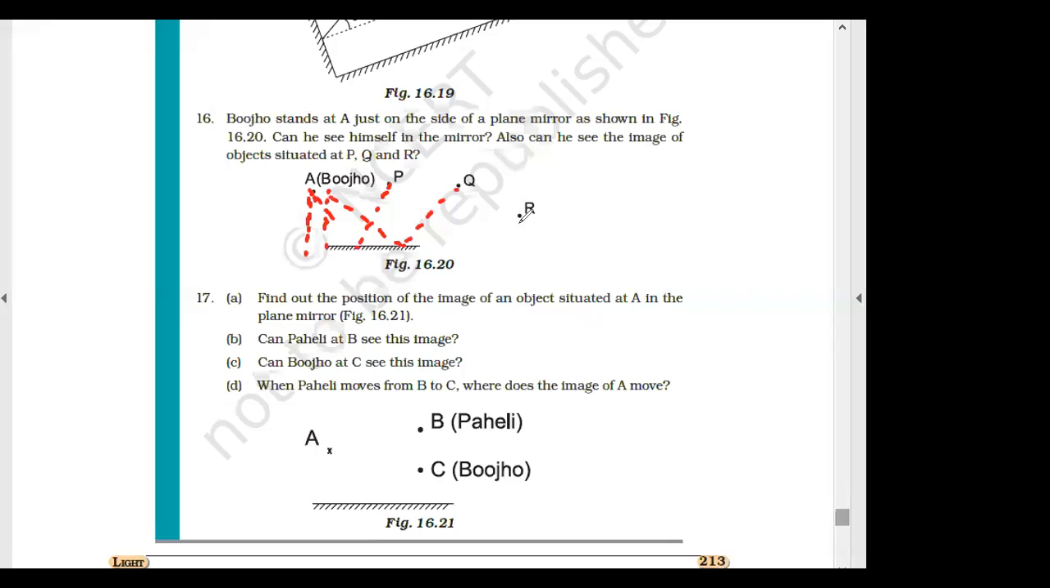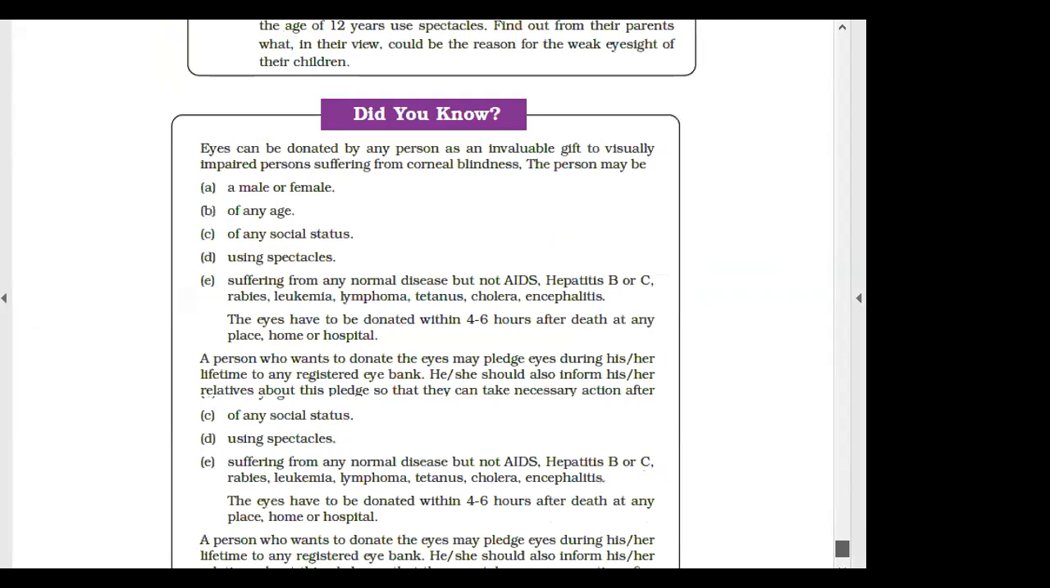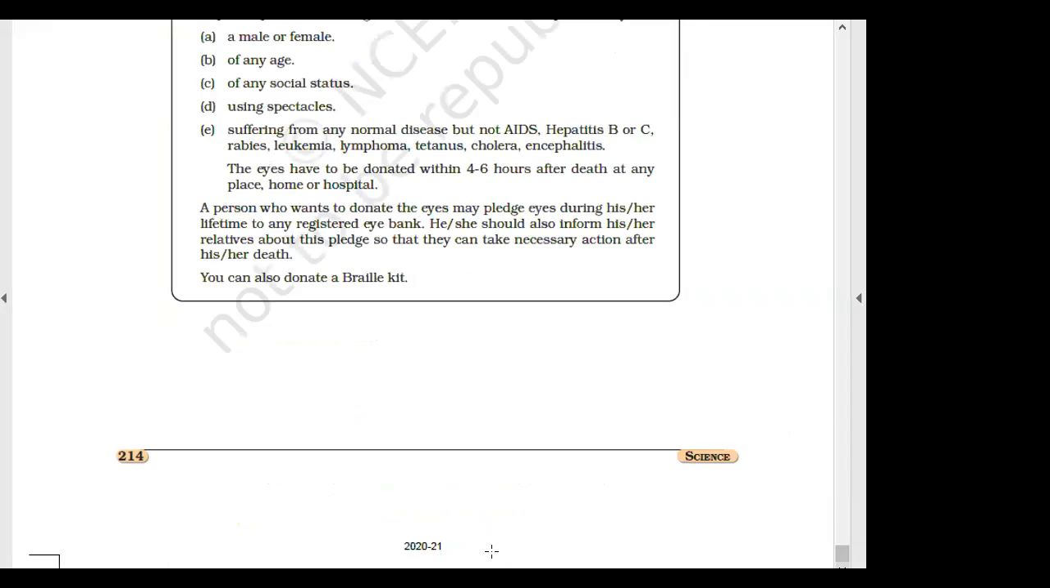But what about R? R he might not see, or he might see. Okay, so R he might see, depending on the angle. So for R also, if it goes like this and comes like this, he can see. So PQR he can see. Got it? Easy. Now 17th one. Find out the position of image of an object situated. 17th is the same thing. So this was NCERT that we have covered.